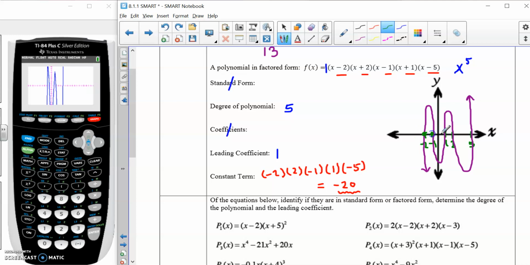It's a reasonable sketch. At least we know what the x-intercepts are, so we can get that part accurate. And then you're all done. You have a general idea of what your graph's going to look like.